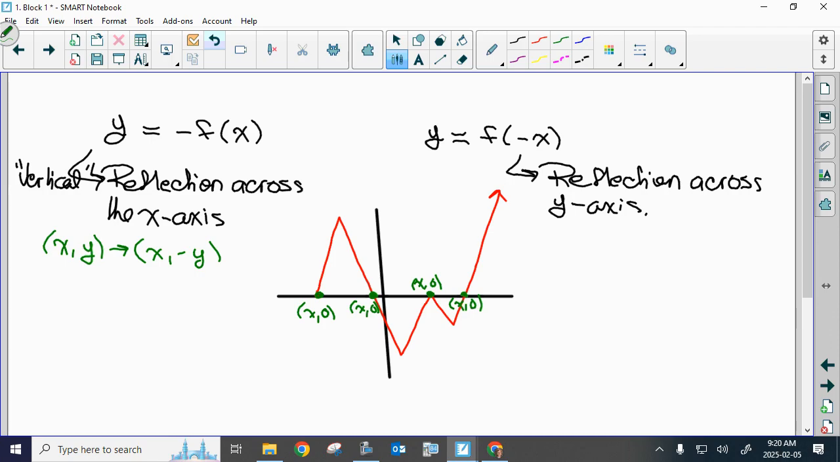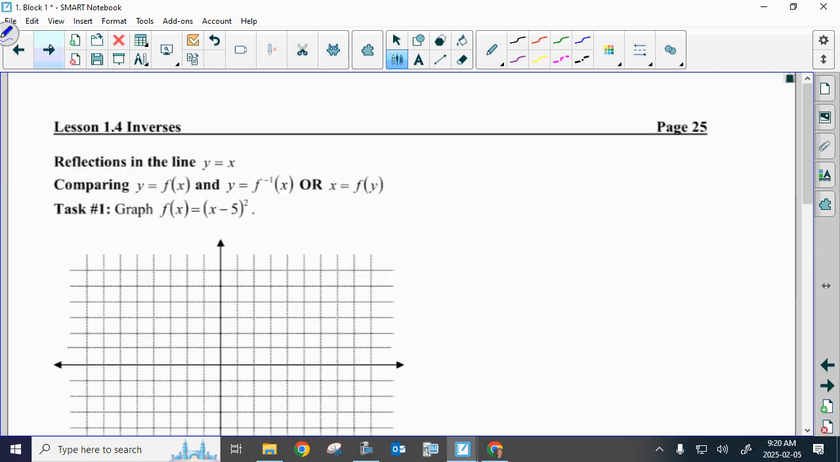Okay? How many invariant points do we have if we reflect across the y-axis? Just the one. We just touched the y-axis once. So this is our reflection across the y-axis, and that would be 1 invariant point. So this guy had 4 invariant points. This guy had 1 invariant point. Okay? We're going to learn about a new reflection right now.